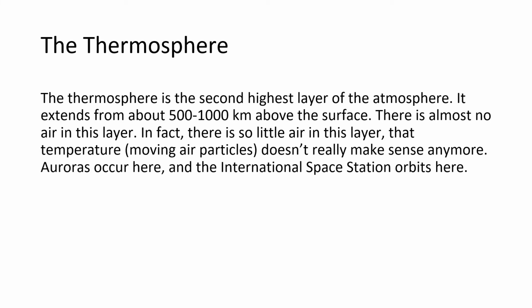The thermosphere is the second highest layer of the atmosphere. It extends from about 500 to 1,000 kilometers above the surface. There's almost no air in this layer. In fact, there's so little air in this layer that temperature, which is usually defined as moving air particles, doesn't really make sense anymore. Auroras occur here, and the International Space Station orbits here.